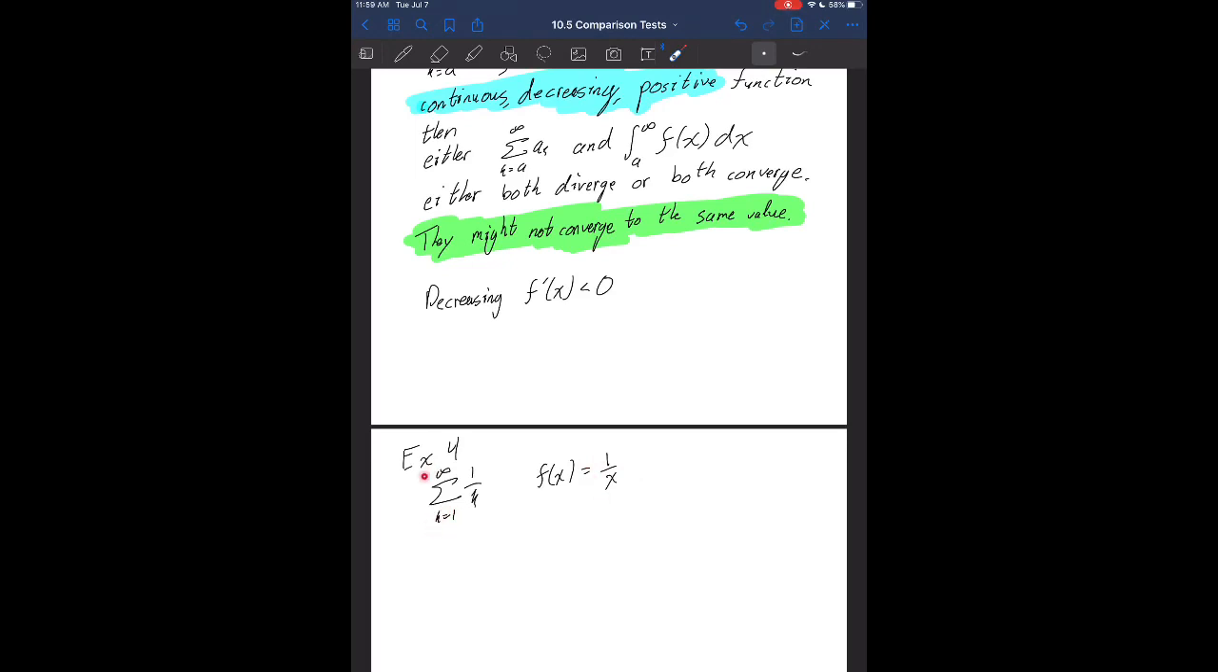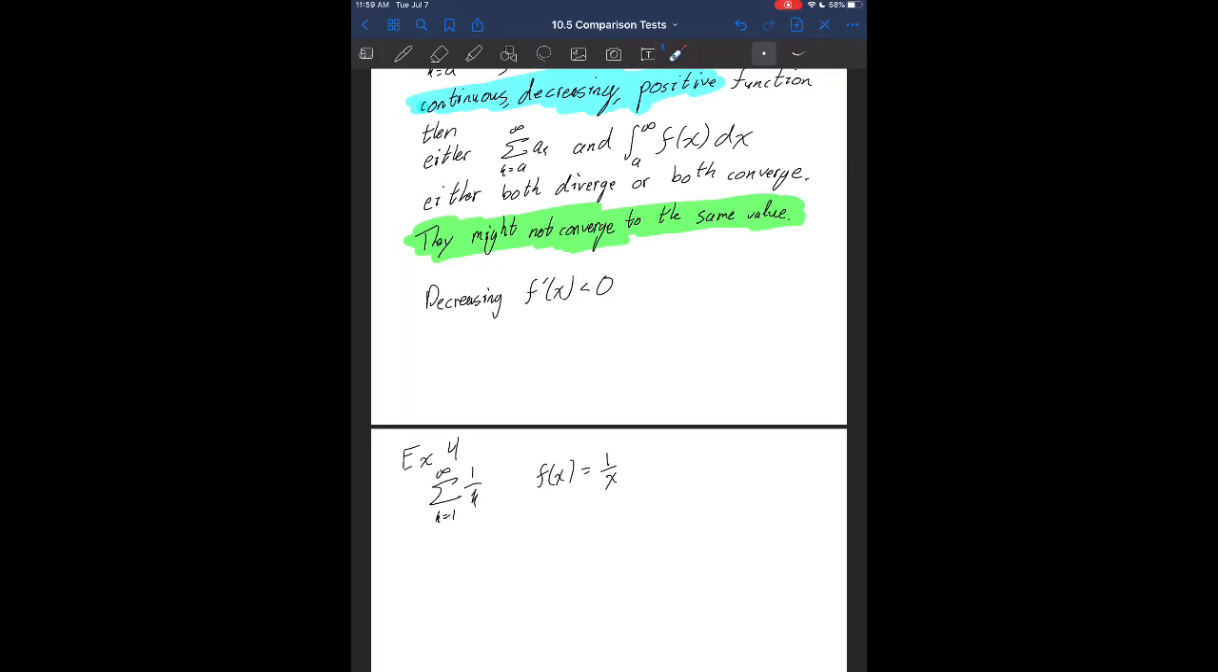The first one is that it is continuous. 1 over x is continuous from 1 to infinity, so that checks out, right? There's no jumps or gaps in our function or any vertical asymptotes. The second thing we need to show is that it's decreasing. Now, as I said before, one of the ways to do this is to show that the first derivative is negative.